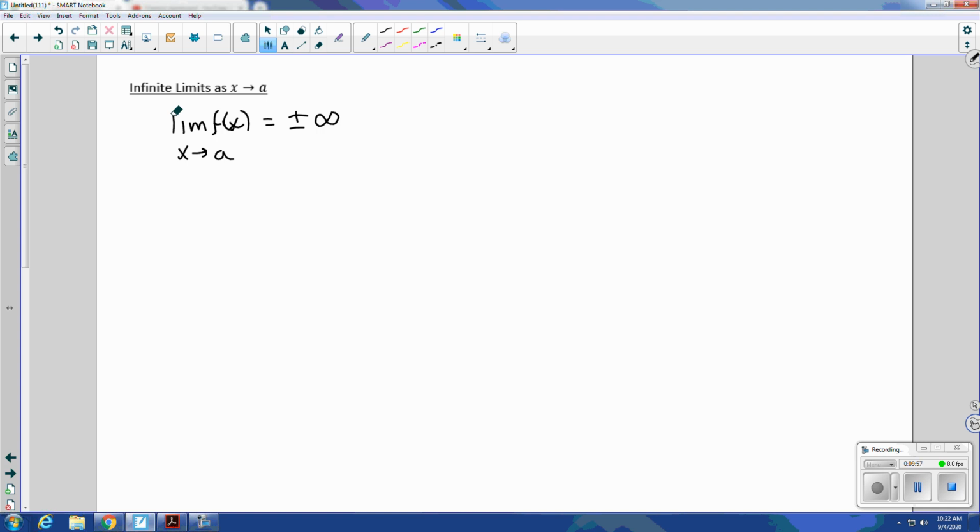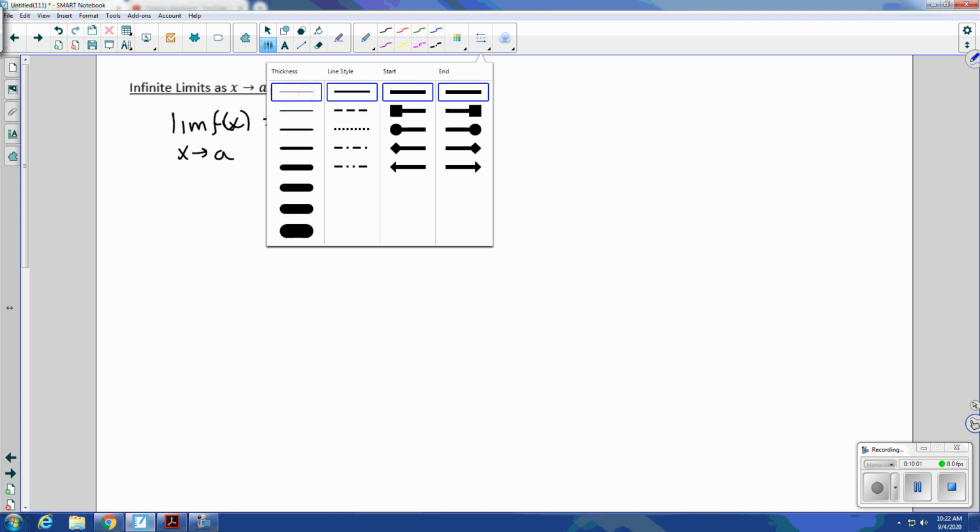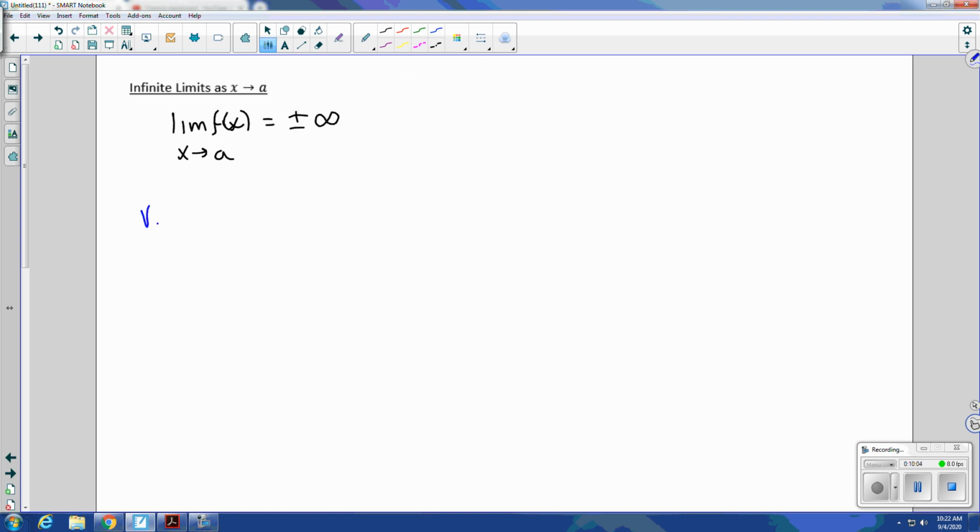Well, what it reveals is vertical asymptotes. But to reveal a vertical asymptote, all you need to do is actually look at a one-sided limit. So we don't need the full two-sided limit. So vertical asymptotes will occur if we have the following. If we have the limit of f of x as x approaches a from the right, if that equals plus or minus infinity, we just revealed a vertical asymptote.